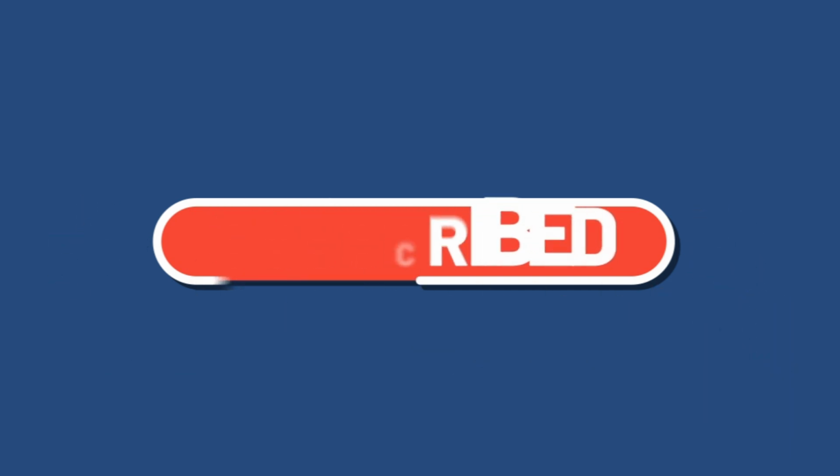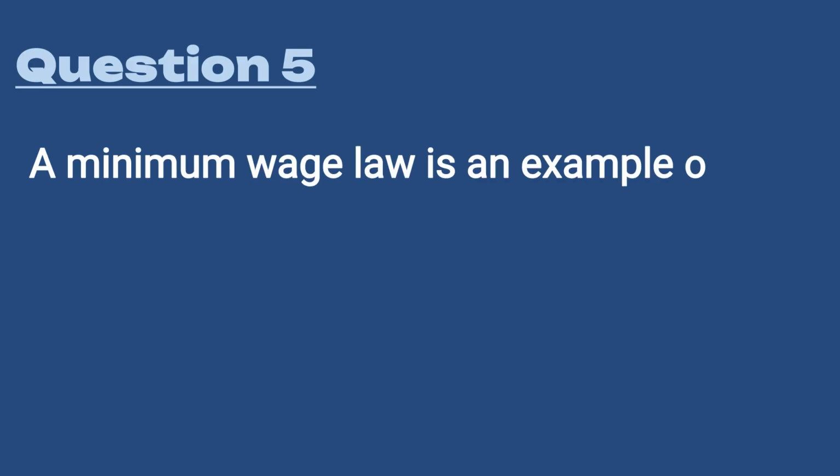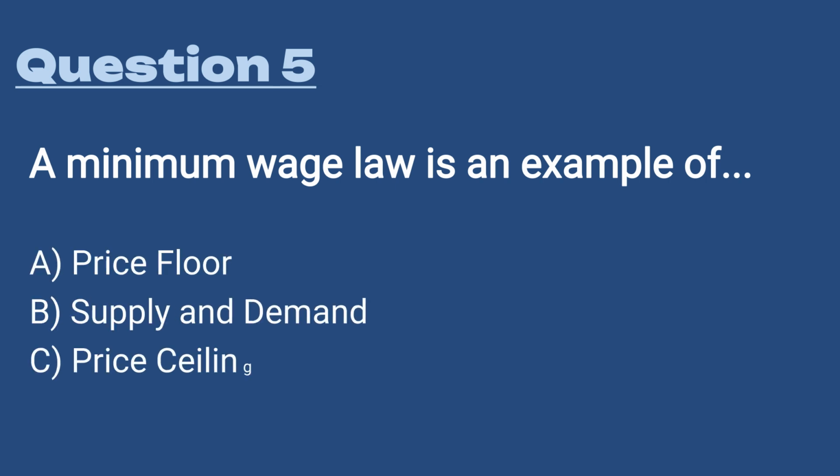Okay, let's move on to question number 5. Question number 5. A minimum wage law is an example of A, a price floor, B, supply and demand, C, a price ceiling, or D, market equilibrium.